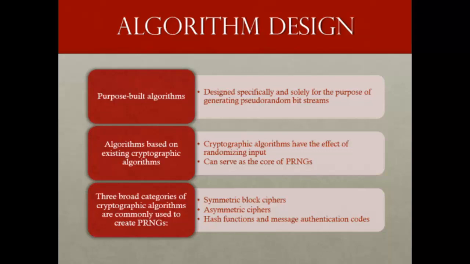Algorithm design. Cryptographic PRNGs have been the subject of much research over the years, and a wide variety of algorithms have been deployed. These fall roughly into two categories. Purpose-built algorithms. These are algorithms designed specifically and solely for the purpose of generating pseudorandom bit streams. Some of these algorithms are used for a variety of PRNG applications. Several of these are described in the next section. Others are described specifically in this section.